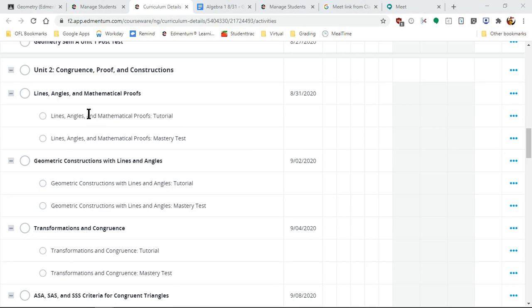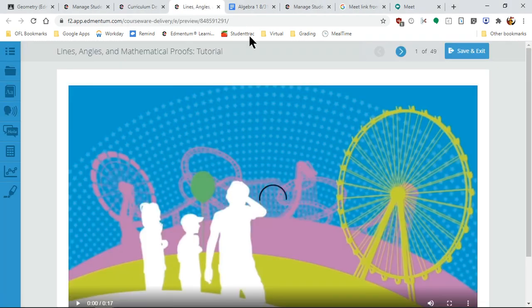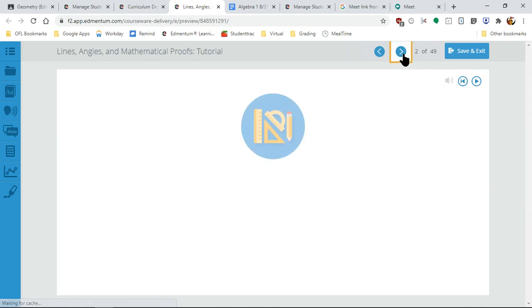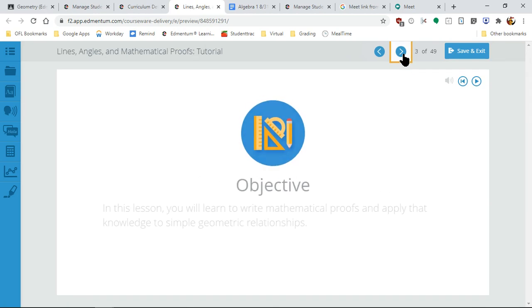So we're going to go into the lines, angles, proofs tutorial. All right, and this is a long one, so forgive me if I have to rush through it again. Unfortunately, with geometry, as we get deeper into it, it's going to build on itself a lot.